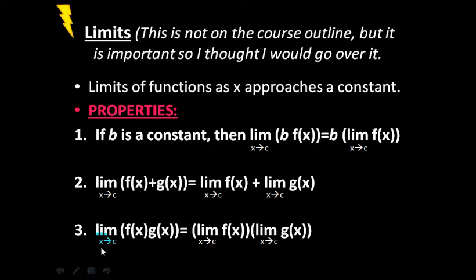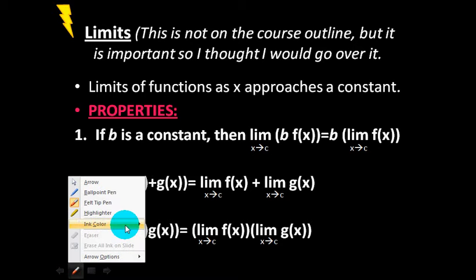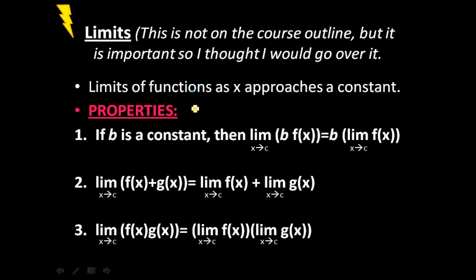Okay, so limits. Limit of a function. We're first going to look at limits that are approaching a constant. So for example, if you have something like the limit as x approaches 2, something like that. We will not be looking at, at least not right this second, limits that approach infinity or negative infinity. So we're just going to be looking at these right now, but then in a second or two we'll be looking at those. So here are some properties.